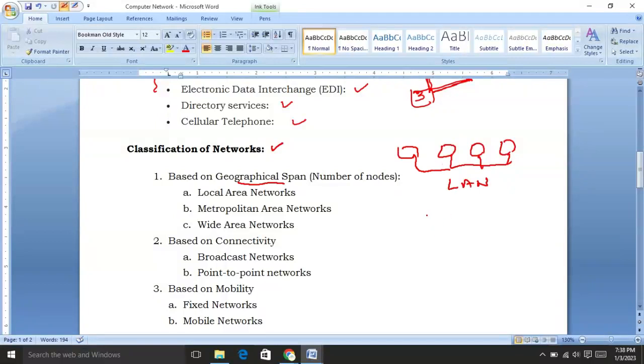Suppose within a city or within a town, we are interconnecting the systems. We call it a MAN, metropolitan area network. Today we know that some CCTVs are installed in several places in our city or town. So this is a metropolitan area network. The next one is the wide area network.